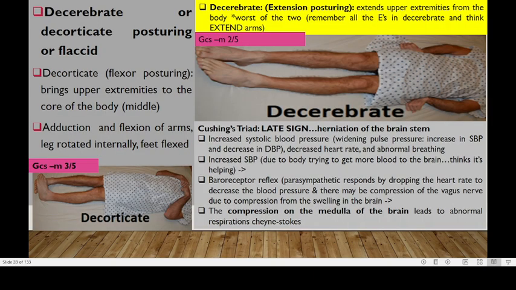So we have decorticate and decerebrate posturing. Decorticate is flexion positioning. On a GCS, we score this as 3, but decerebrate is scored less, that is 2. In decorticate, we bring the upper extremities to the core, to the middle of the body, so we have adduction and flexion.